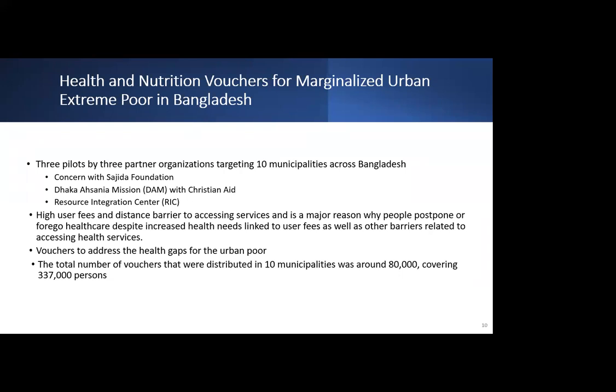And they were done where the people take the vouchers to the hospital, and then the hospital reports the bills to these organizations, who then reimburse the hospital.